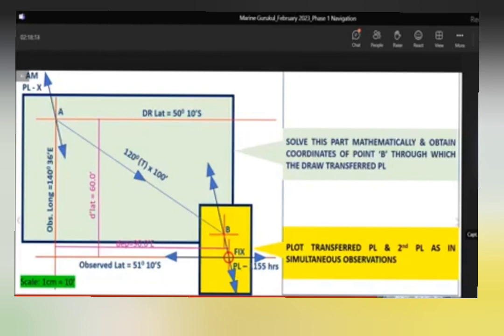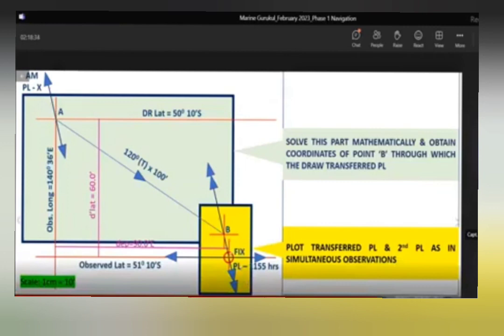So I hope it is clear. Sir, I have a confusion, sir. Can you explain how it is two PLs? Explain your doubt, beta. Sir, I'm not getting how there are two PLs on point B.